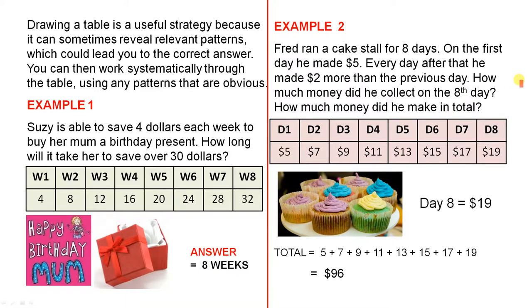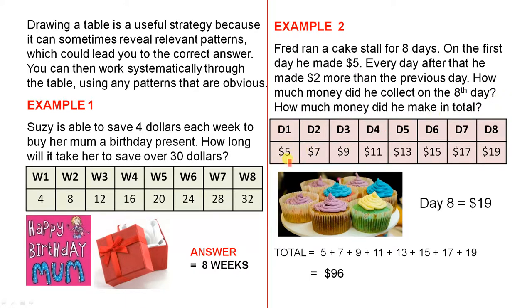Example 2. Fred ran a cake stall for 8 days. On the first day he made $5. Every day after that he made $2 more than the previous day. How much money did he collect on the 8th day? How much money did he make in total?